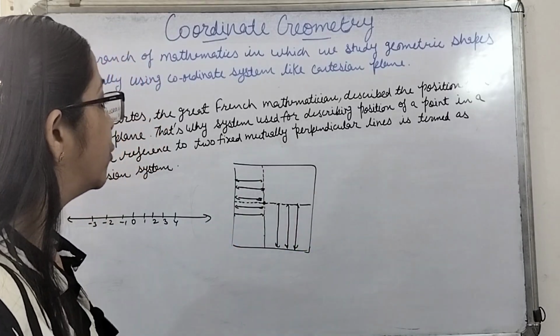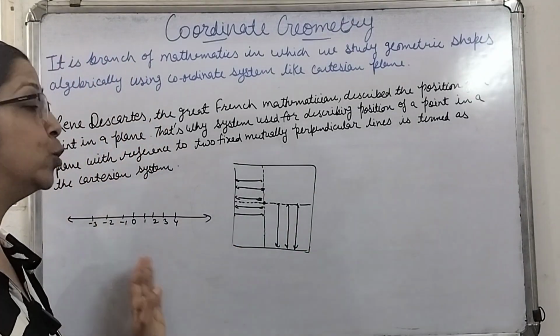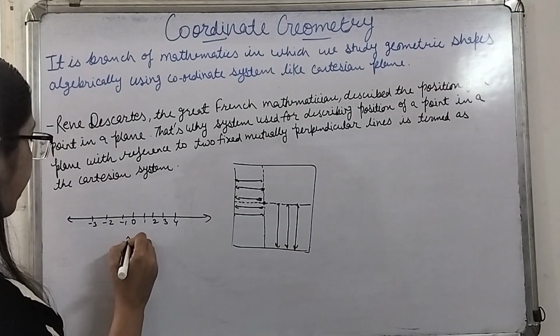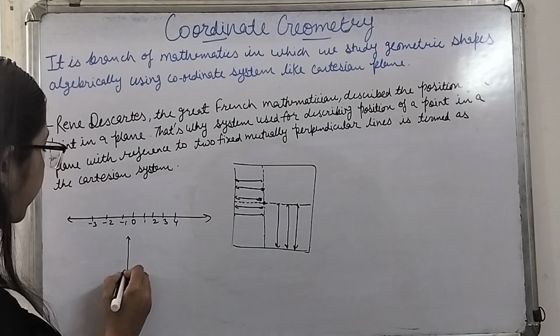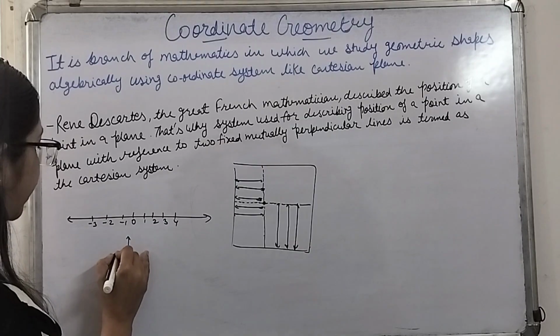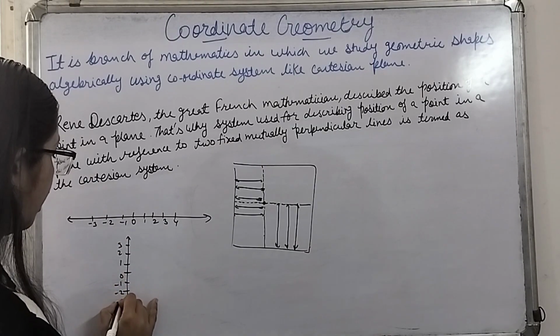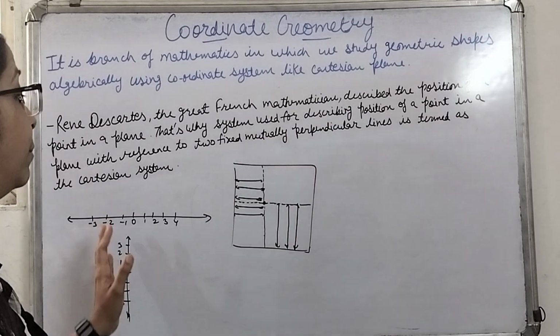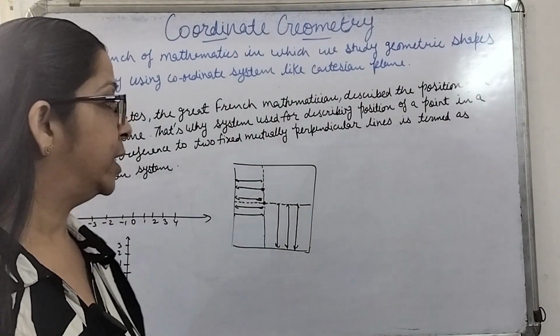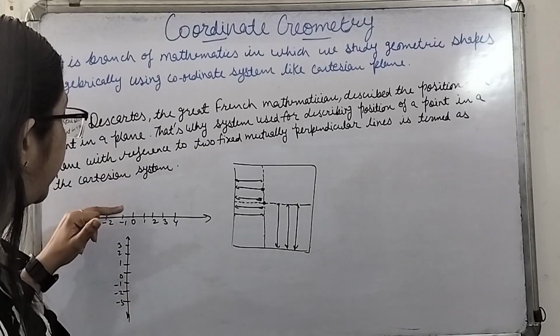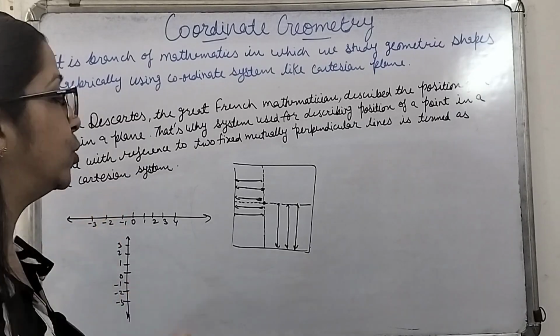Let's discuss how we represent a point in the plane. We take two number lines. This is one of the number lines. Again, I take another number line like this. Here it is 0, here I take the positive numbers, and here I take the negative numbers. Now I take the two number lines perpendicular to each other such that their 0 coincides.